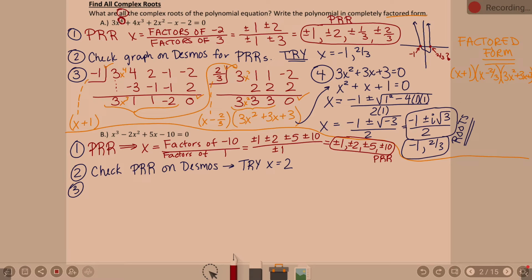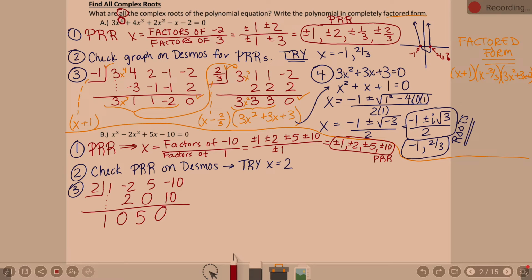So, step 3. We're going to take 2 and do what with it? Synthetic division. So 2 in the box, 1, negative 2, 5, negative 10 beside it, and do your synthetic division, right? Those numbers came from my problem. Drop the 1. 2 times 1 is 2. Add. Negative 2 plus 2 is 0. Multiply. 2 times 0 is 0. Add, 5 plus 0 is 5. Multiply, 2 times 5 is 10. Add, negative 10 plus 10 is 0.